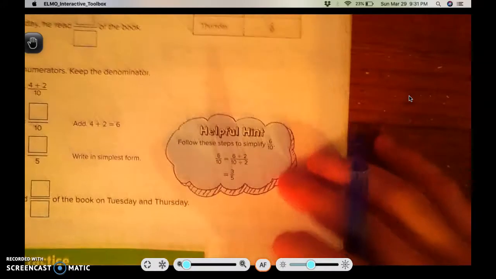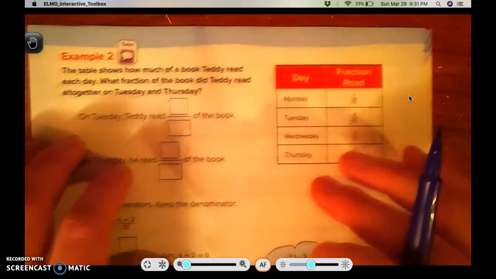Let's check out the next one. See how fast we can cruise through this when you can't stop me. Nothing can stop Mr. Allen right now.